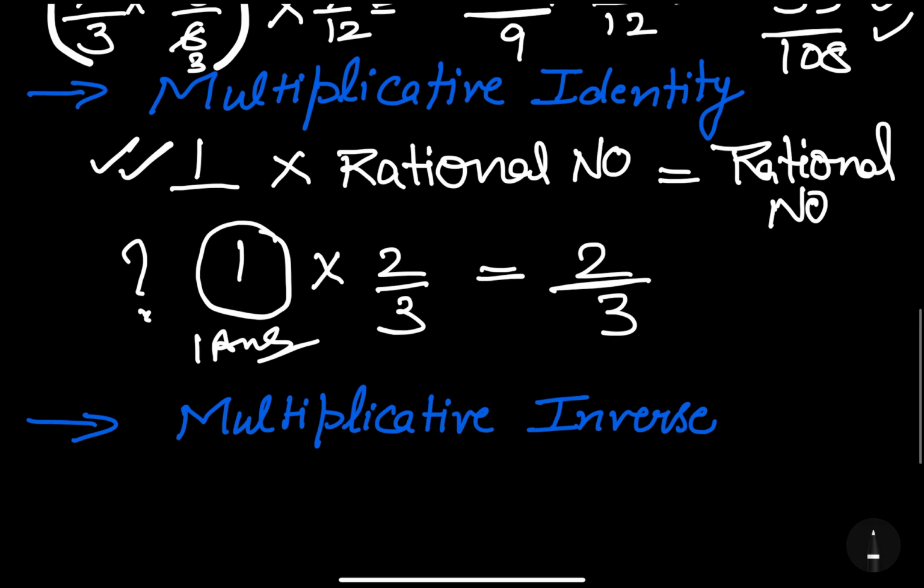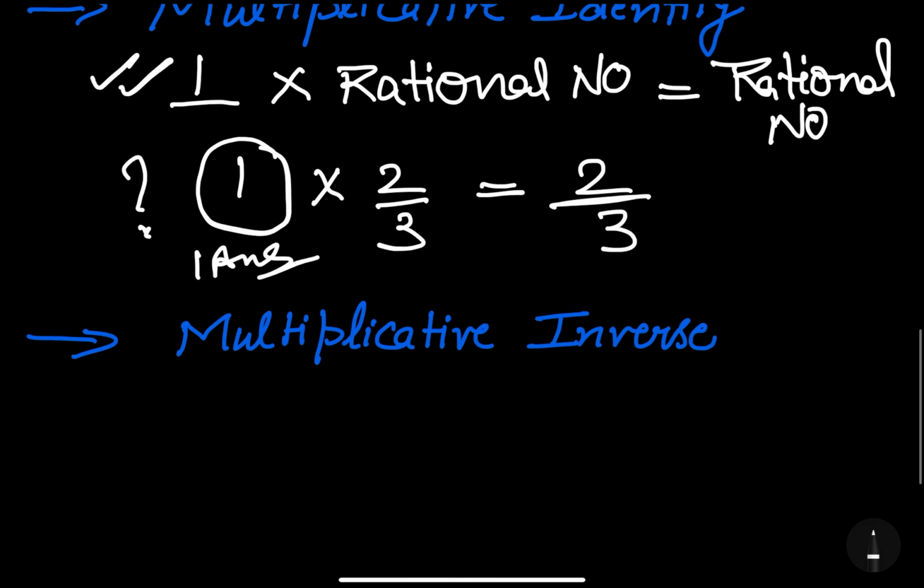Let's move further. Multiplicative inverse. That's very easy. The reciprocal of a rational number is called the multiplicative inverse. What am I saying?